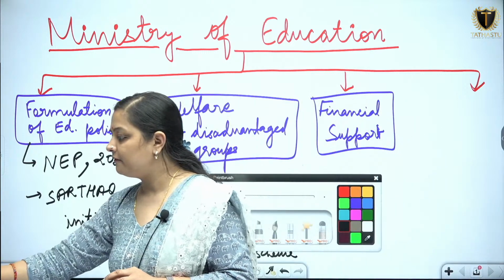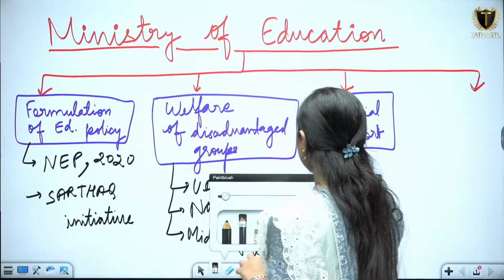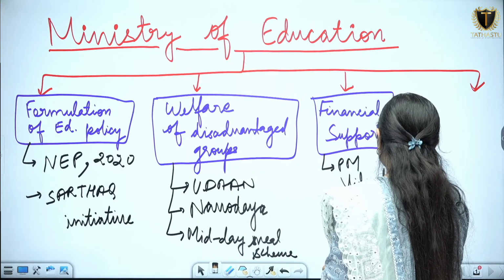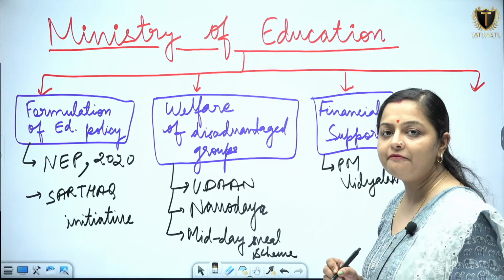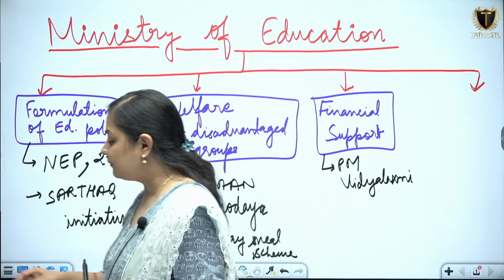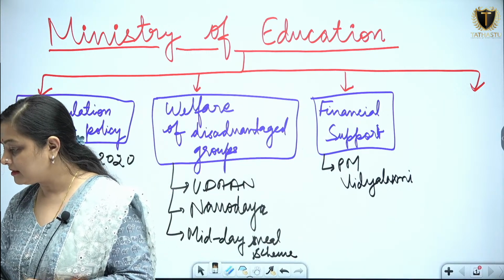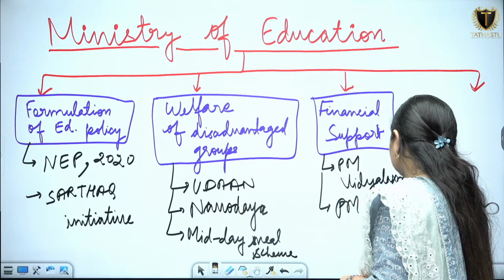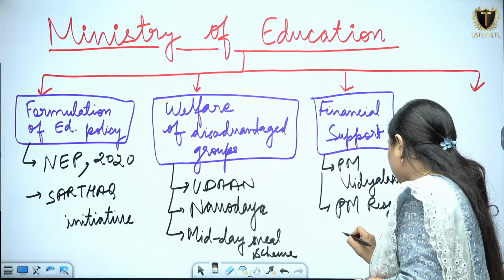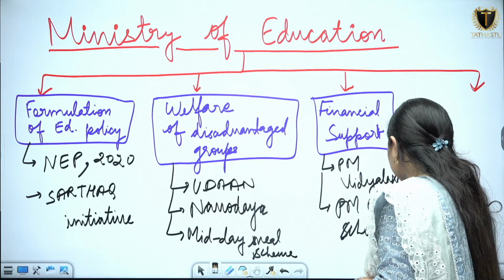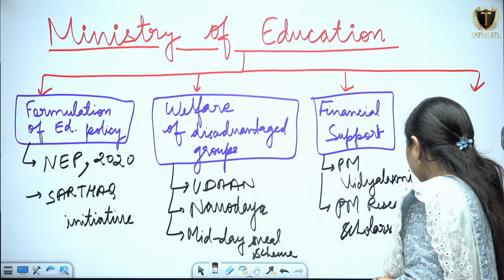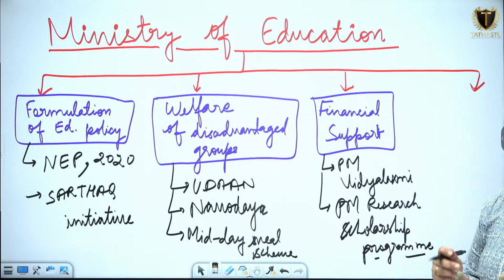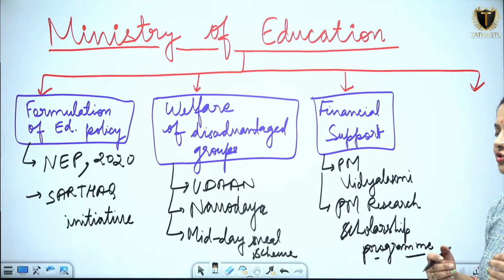Now under this financial support we have Pradhan Mantri Vidya Lakshmi, PM Vidya Lakshmi. What we have? We have PM Vidya Lakshmi. Apart from that we have the Saksham Scholar also, PM Research Fellowship Program, Research Scholarship Program. So all these programs are there in order to provide support to the people. How the government is actually doing this thing? By providing the financial support, right?